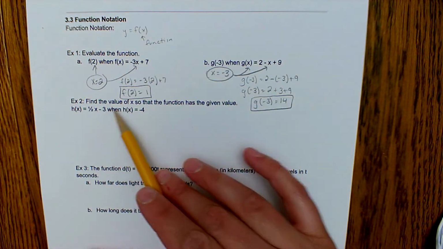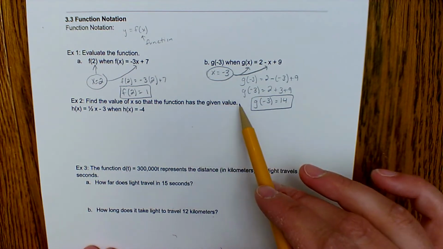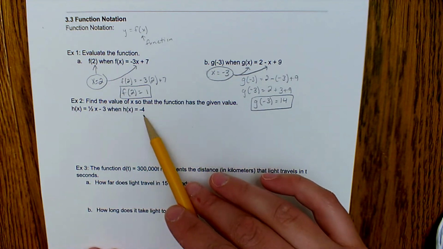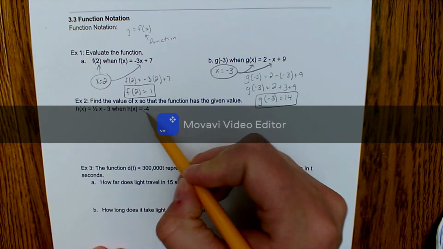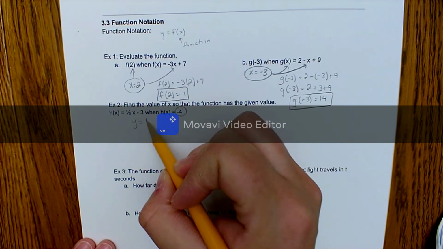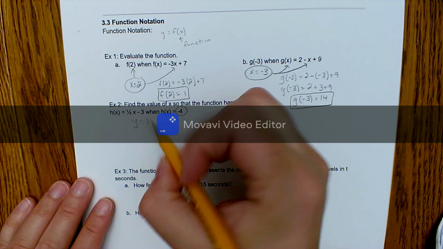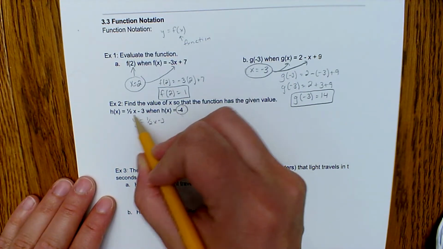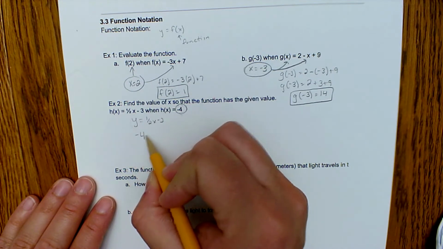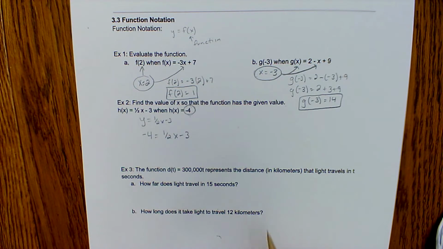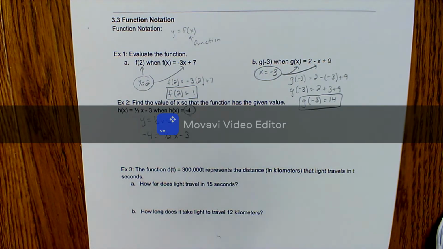Now example 2, we're going the reverse way. We're finding the value of x so that the function has the given value. I'm already given what it actually equals, so I'm trying to figure out what value of x was plugged in. So this negative 4 is kind of like my y. So I'm subbing that into the y spot now. So I have negative 4 equals a half x minus 3. I'm just solving for my x.